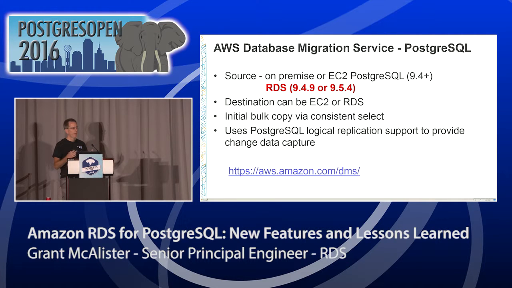So again, Postgres specific: up until our support of logical replication yesterday, the only sources were EC2 Postgres or your on-premise Postgres; you couldn't use RDS as a source. That has now changed. Again, your RDS has to be 9.4.9 or 9.5.4, but then you can use this as a source. As I said, it does a bulk copy, basically a consistent select, and then it's using Postgres logical to do the change data capture.